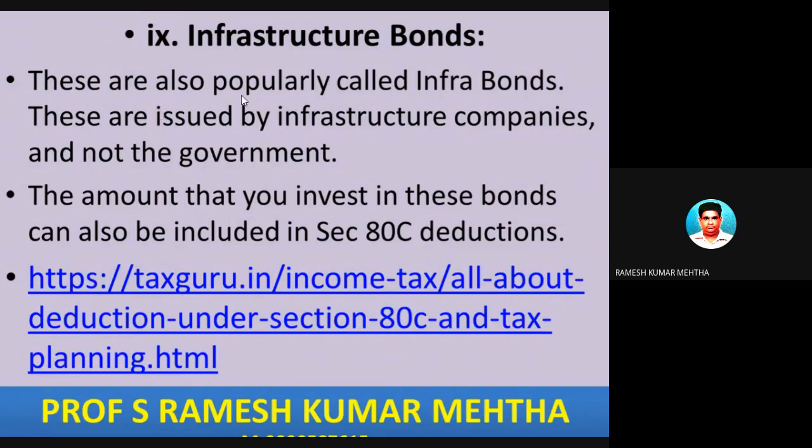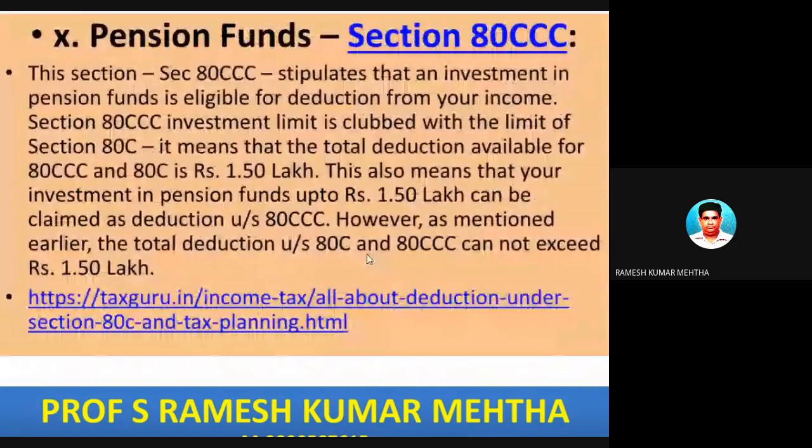These are popularly called infrastructure bonds. These are issued by infrastructure companies and not the government. The amount that you invest in these bonds can be included under Section 80C as a deduction. Next one is pension fund. So we are talking about Section 80CCC. Please remember 80C plus 80CCC plus 80CCD. The total aggregate amount which can be claimed as a deduction is rupees 1.5 lakhs only.